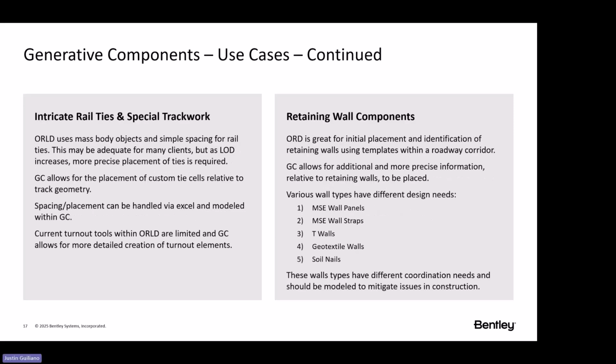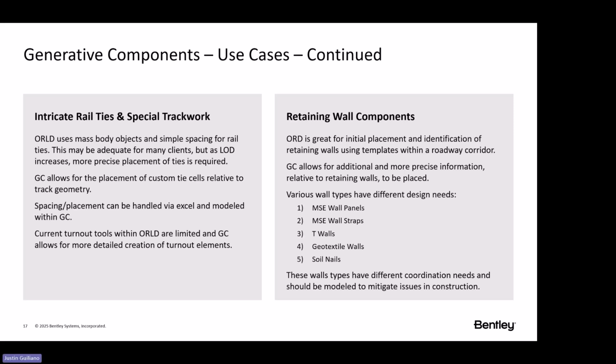So just mentioned, rail ties is another good example. So the out-of-the-box tie placement within OpenRail, it's good and it gets you what you need. But if you need additional detail with those ties, it doesn't quite meet the LOD requirement that you may need. So what you can do is set up a GC model to essentially place a custom cell at an interval based off of the geometry that you have set. And that works the same with any special track work feature. So like a turnout or a crossover, you can build a GC model to essentially hang on the geometry that's already been developed.